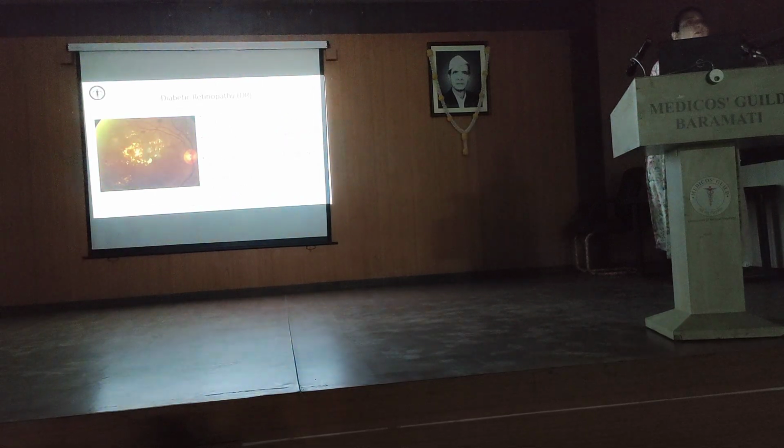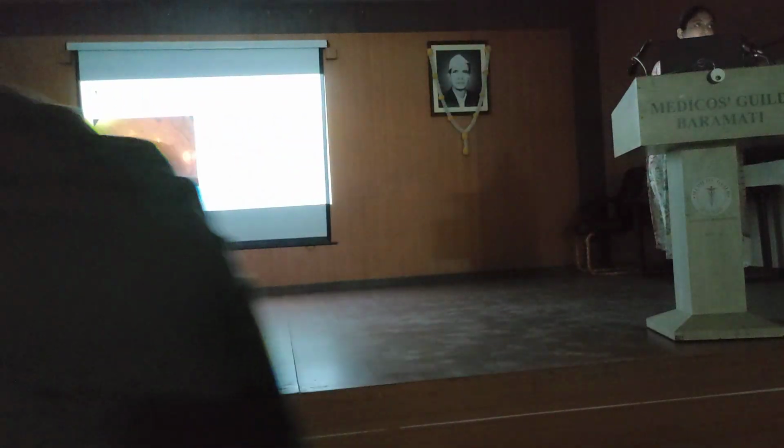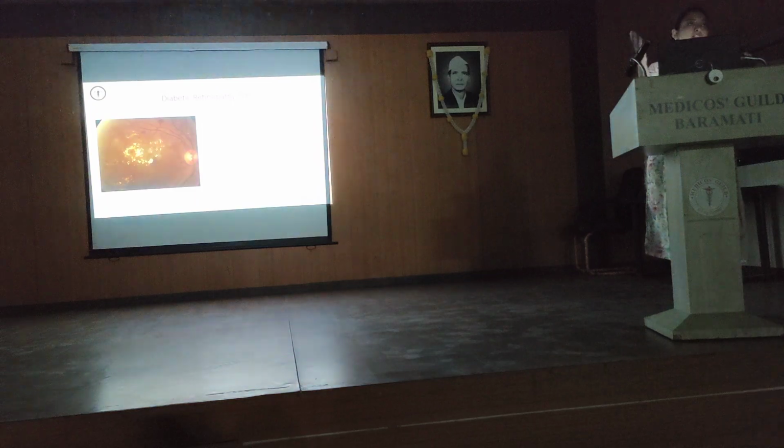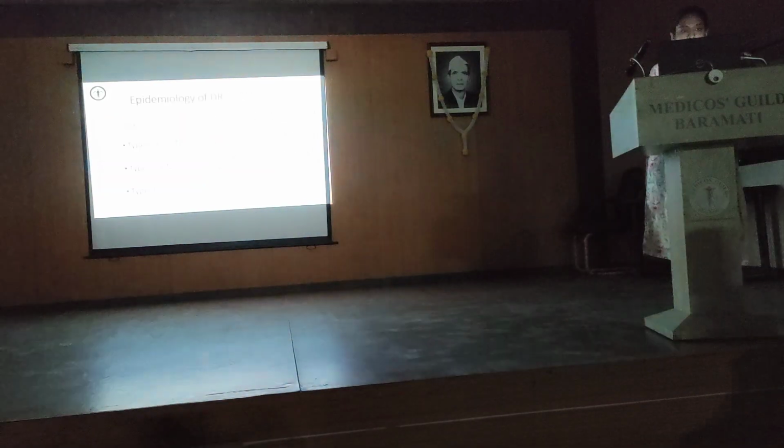What is diabetic retinopathy? Basically, it's a progressive dysfunction of the retinal blood vessels caused by chronic hyperglycemia. It can happen in a type 1 diabetic patient as well as in type 2 patients. Initially, DR, diabetic retinopathy, is asymptomatic. If not treated, it can progress and it will have symptoms.